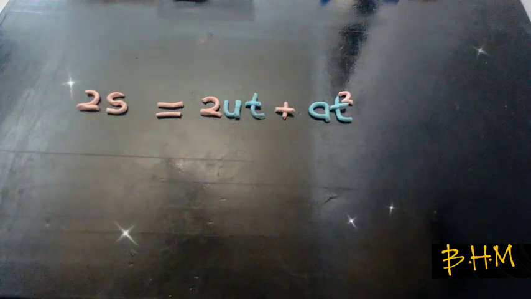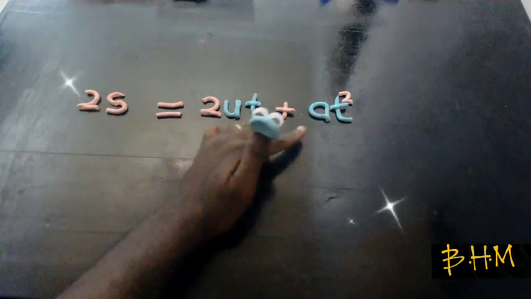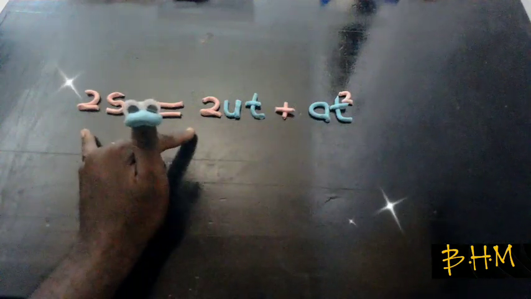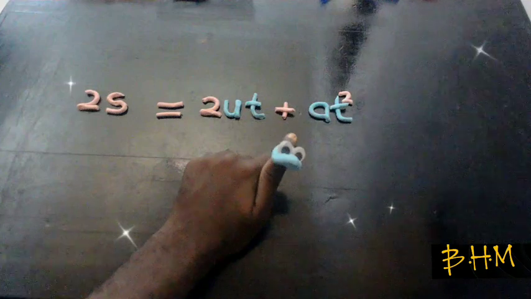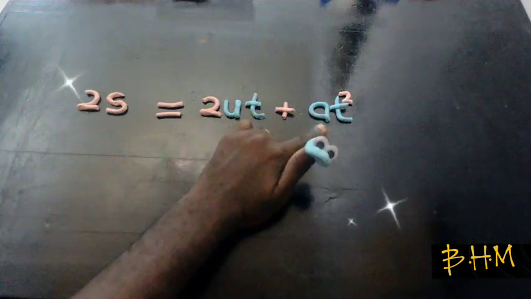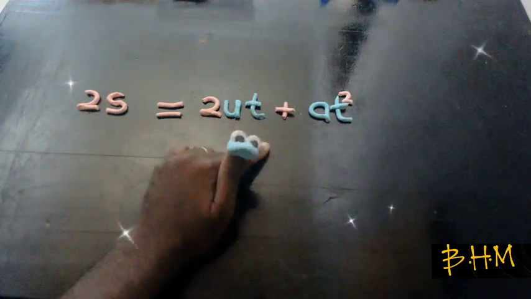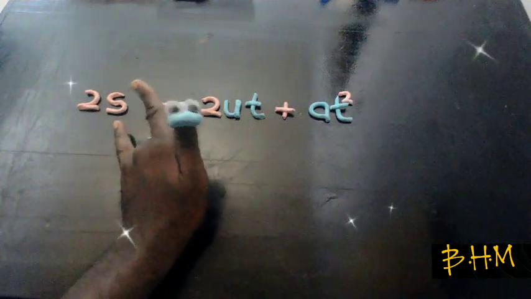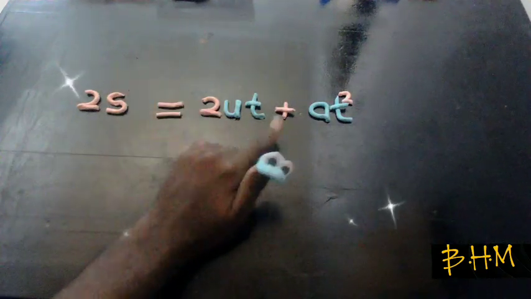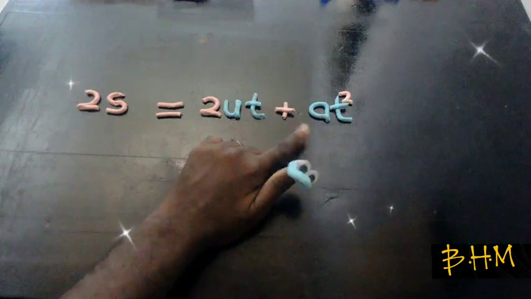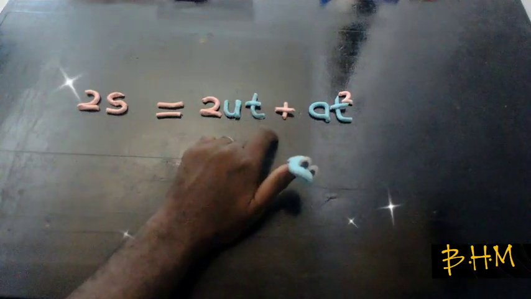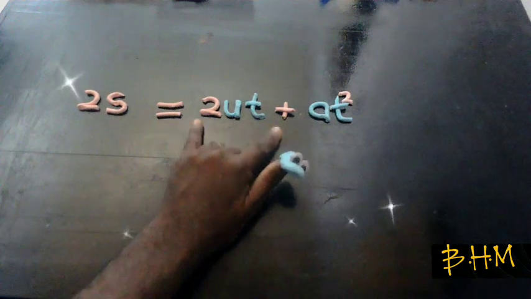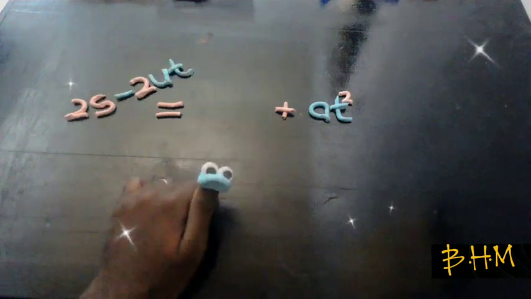So here, we want to make A the subject. How do we make A the subject? Notice that of all the terms here, it's only here that we have A. So what we need to do is move this object away and keep this object here. It's already positive, so it's better we keep it this side and move this object away.